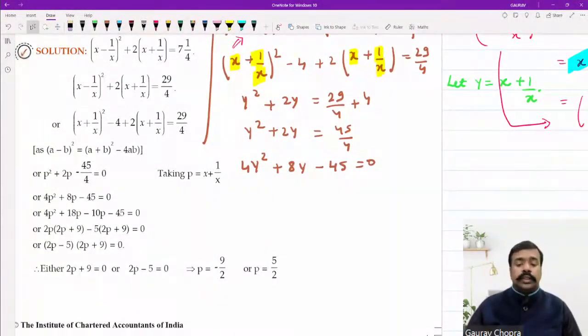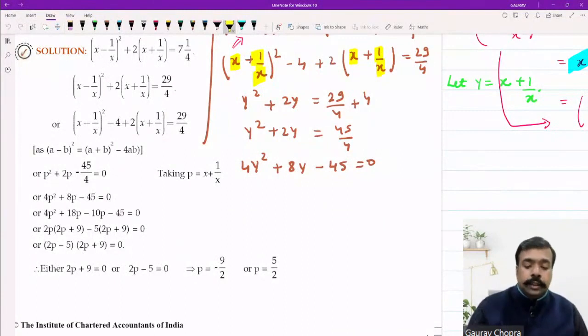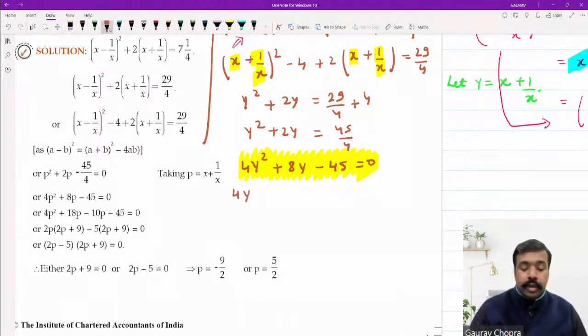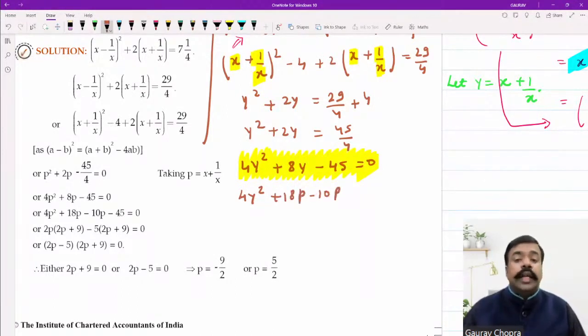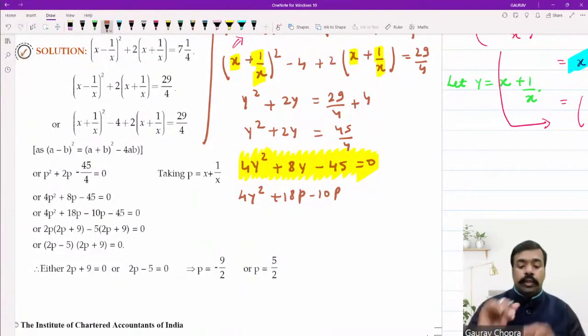Equal to 0. So this is the final equation. Now what can be done? We can split them, because this is the equation which we are getting, and get the value of y. So it will be 4y square, 8p is there. We are writing 18p minus 10p, because 18 into 10 is 180 and 4 into 45 is also 180 with the negative sign. So that is why we have done the splitting.